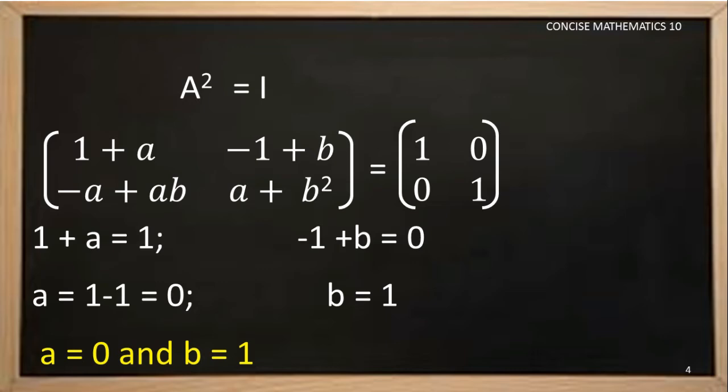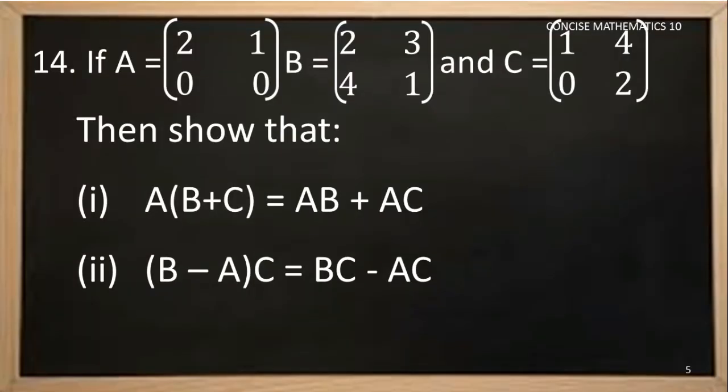Consider the corresponding elements. Let us consider the first element. 1 plus a is equal to 1. Hence, value of a will be equal to 0. Consider the second element. Minus 1 plus b is equal to 0. Hence, b will be equal to 1. Or you can take the corresponding elements of third and fourth, but in third and fourth we need to substitute the value of a and b and hence its value will be equal to 0 or 1. The third and fourth element you can just cross check, as it is asked to calculate only the value of a and b. a is 0, b is equal to 1.